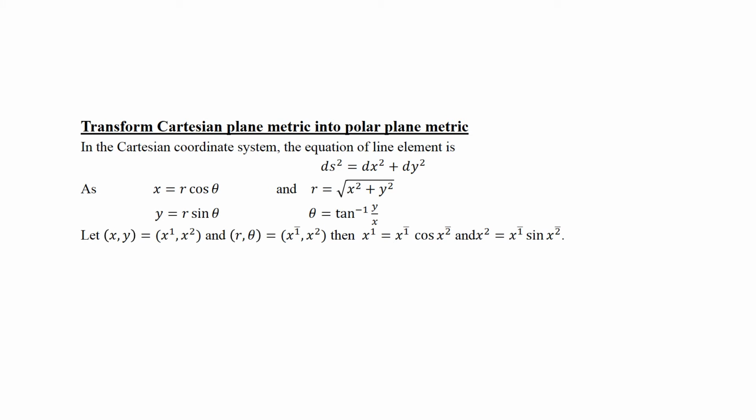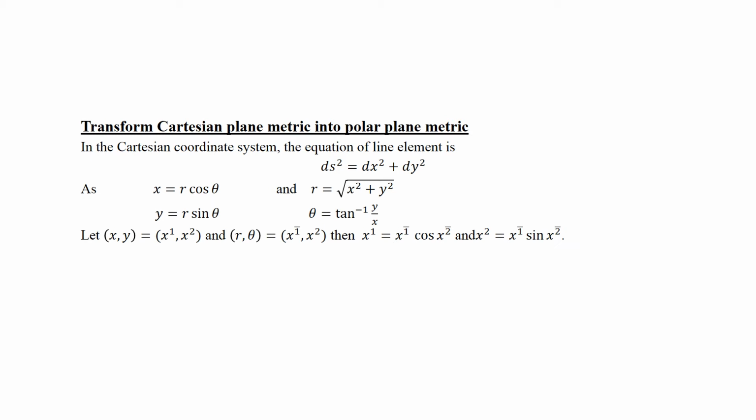Now we transform the Cartesian plane metric into the polar plane metric. In the previous two slides, we just changed the coordinates. In this slide and further, we replace these coordinates. We transform the metric tensor into the plane metric in the polar plane.